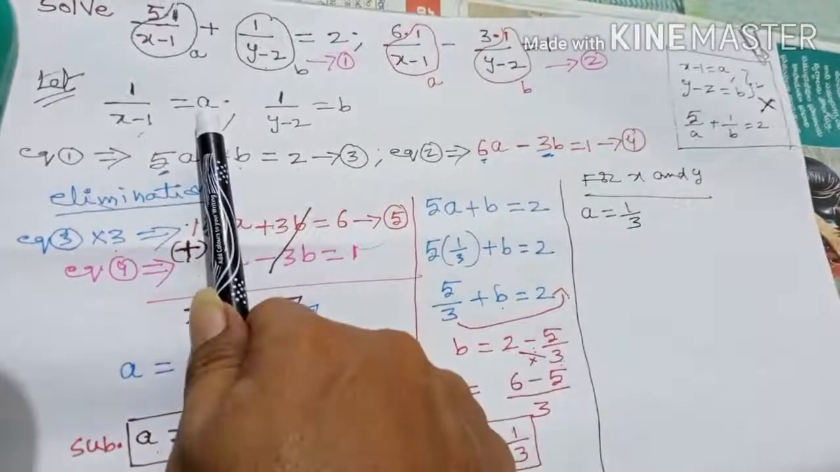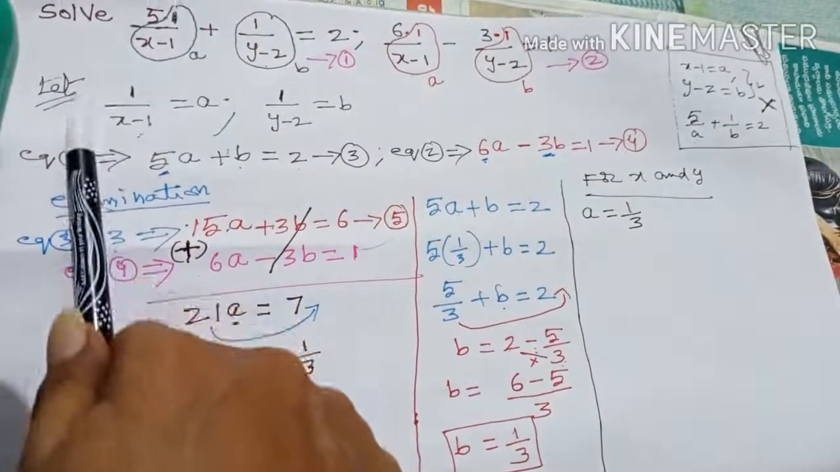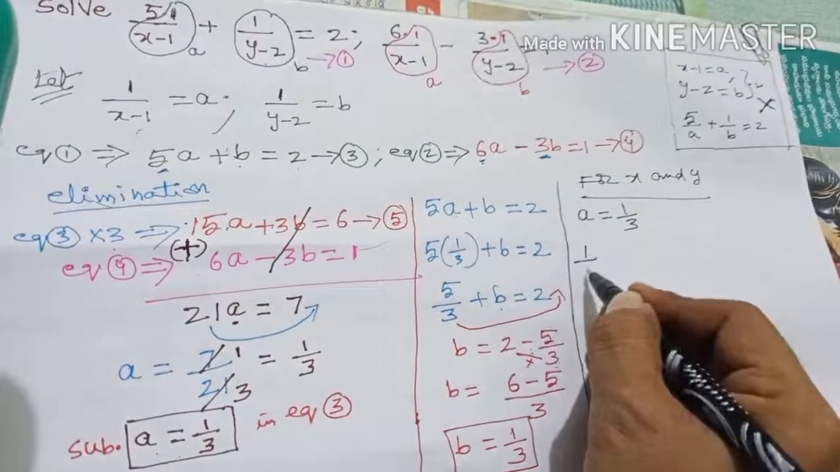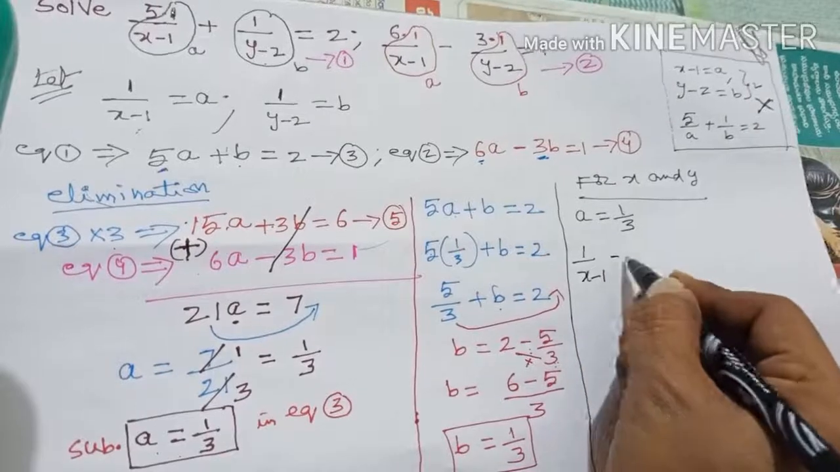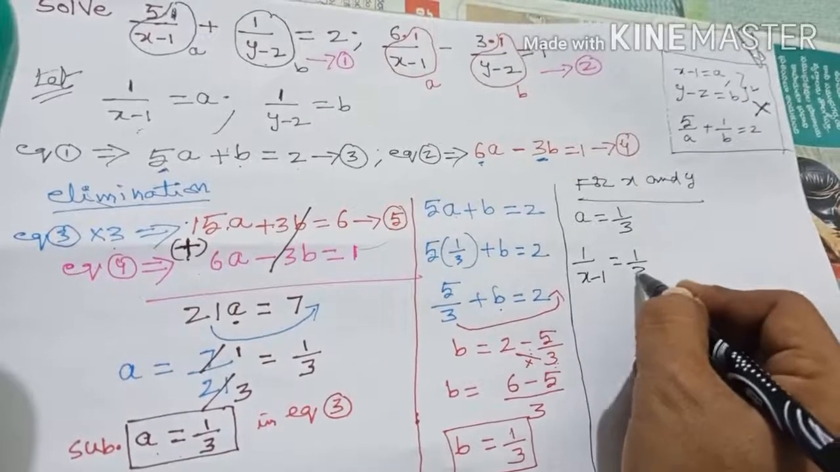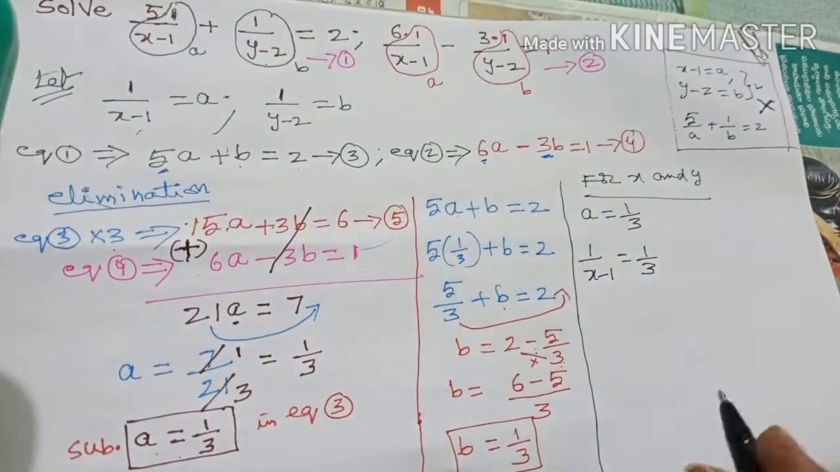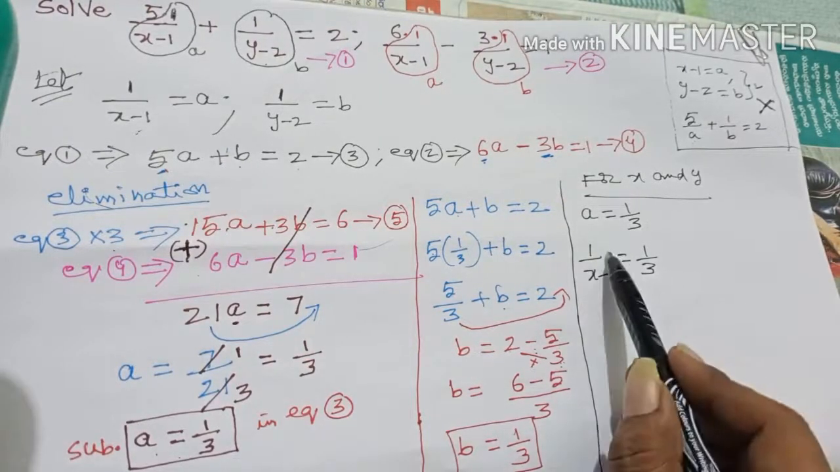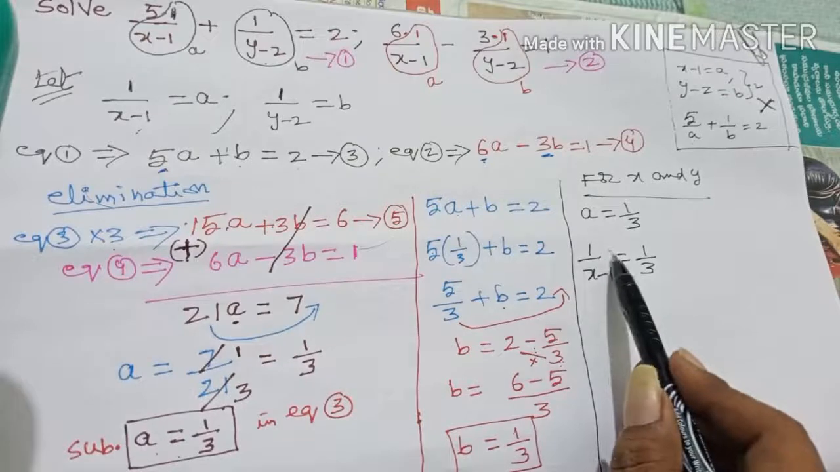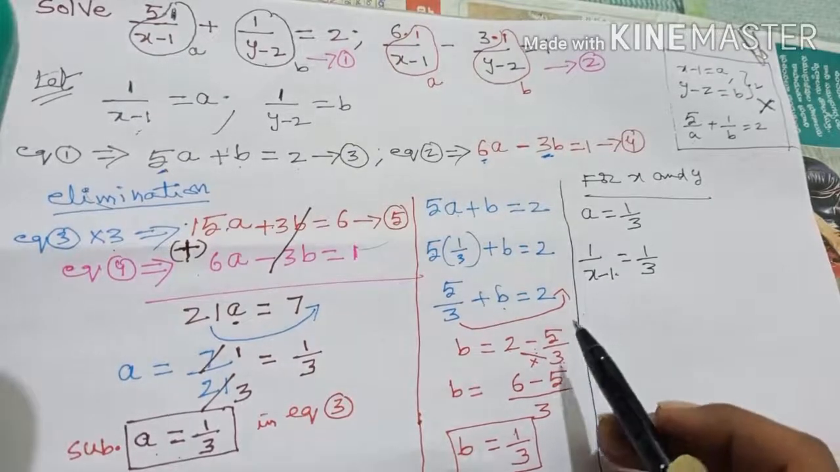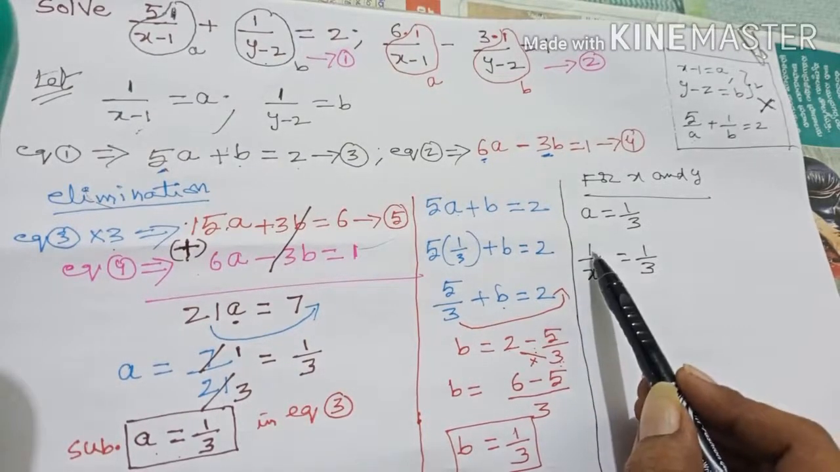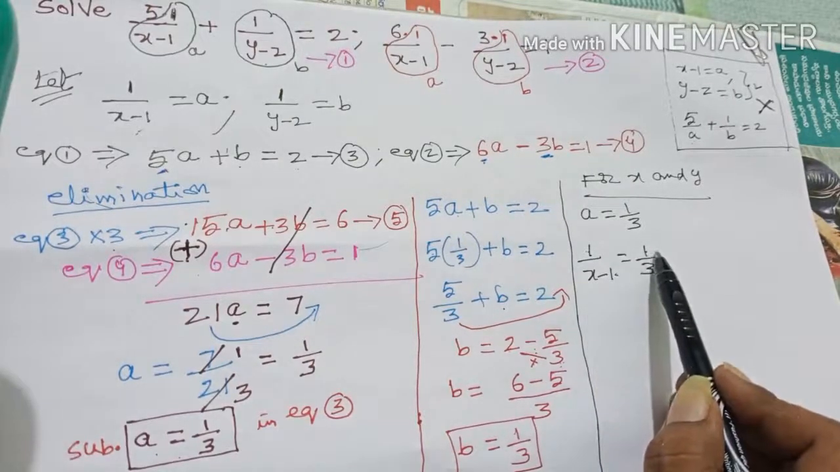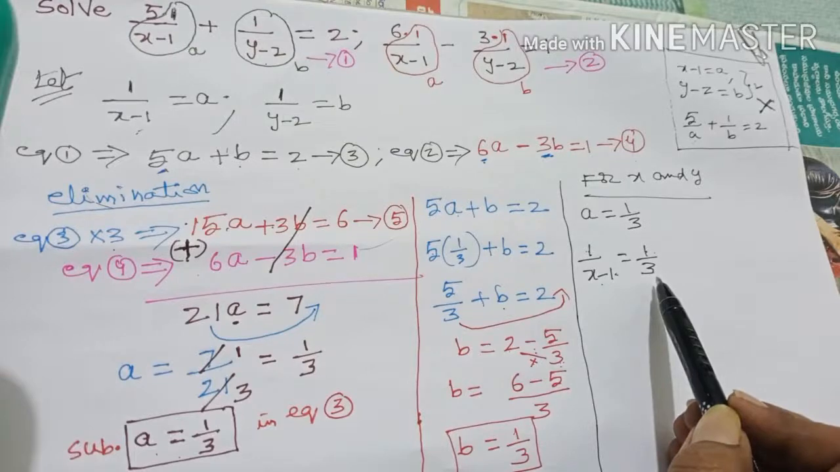According to our assumption, a is nothing but 1 by x minus 1. Therefore, 1 by x minus 1 is equal how much? 1 by 3. Here you have to calculate this one in two ways. One way is by cross multiplication you can get the value of x. The other way, unfortunately here both numerators are equal. Whenever both numerators are equal, denominators should be equal.